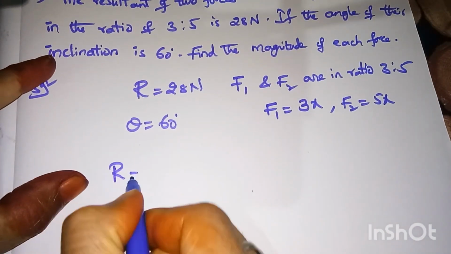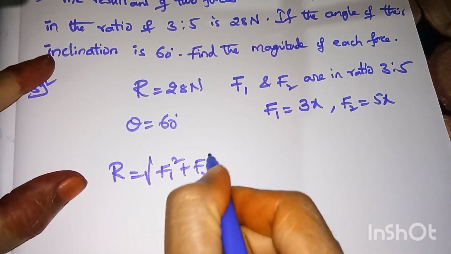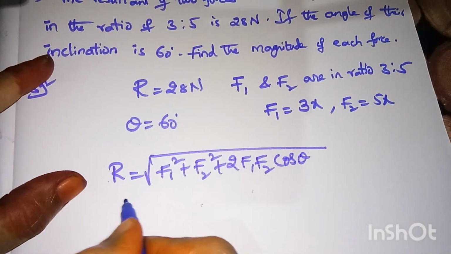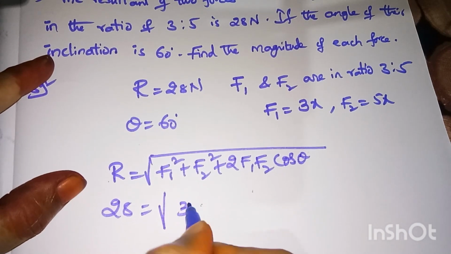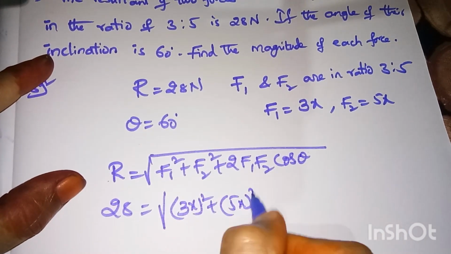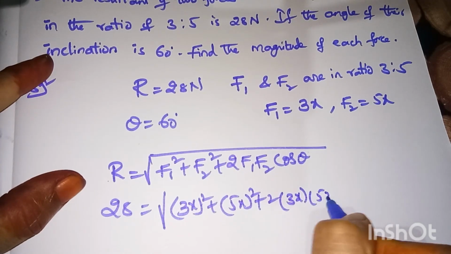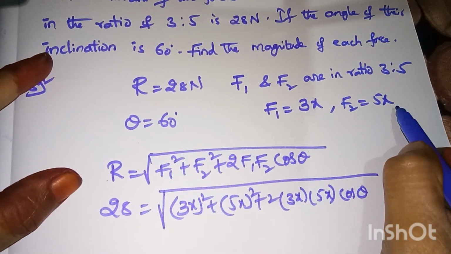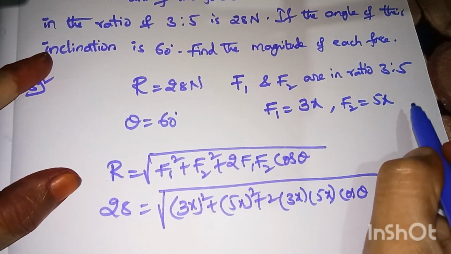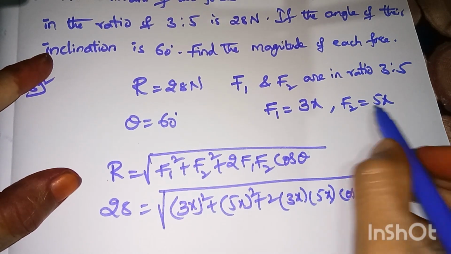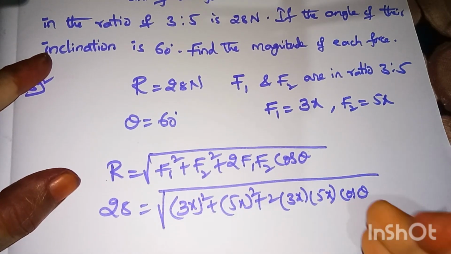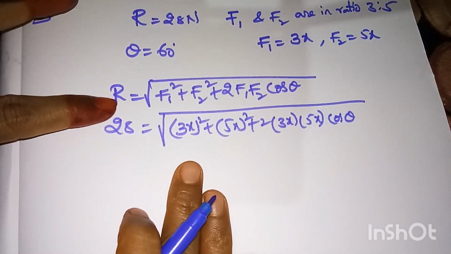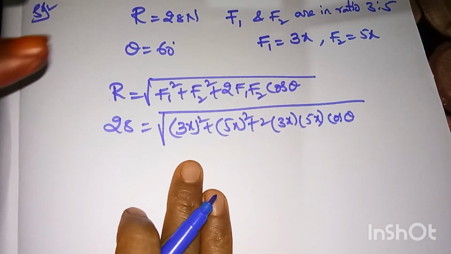So R equals under root F1 square plus F2 square plus 2 F1 F2 cos theta. This is the parallelogram law. R is 28, that is equal to under root 3x whole square plus 5x whole square plus 2 into 3x into 5x into cos theta. So why am I considering it as 3x and 5x? I have been given the ratio of the magnitudes of the two forces, so I am considering 3:5 as 3x and 5x for F1 and F2. By using that, we are going to find the value of x with the help of R equals under root F1 square plus F2 square plus 2 F1 F2 cos theta.